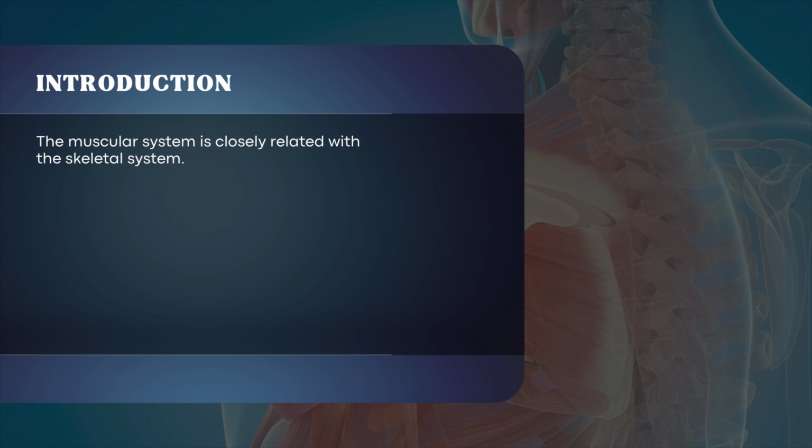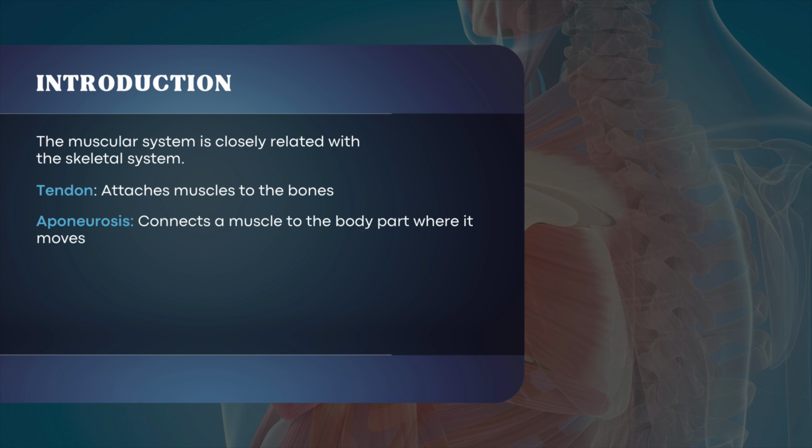Just a brief introduction, the muscular system is closely linked with the skeletal system, and the skeletal muscles involved for this activity are responsible for movements. These muscles are attached to the bones by what you call a tendon, which are connective tissues. The aponeurosis is a flat tendon-like material that connects a muscle to the body part where it moves.